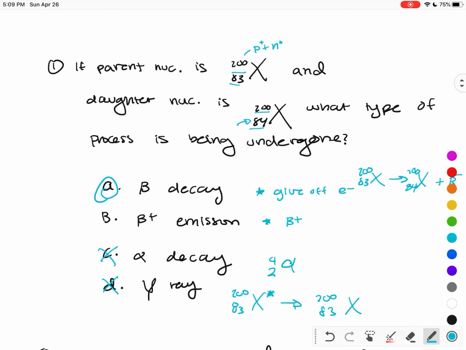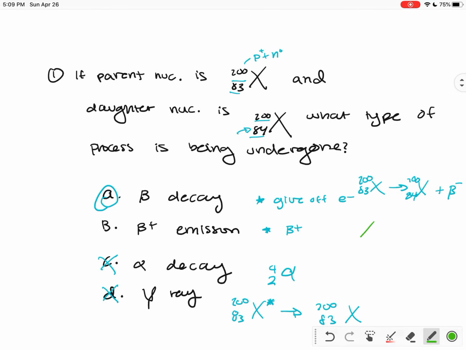It would be positron emission if, instead of the atomic number increasing by 1, it decreased by 1. Then it would be positron emission. Okay.